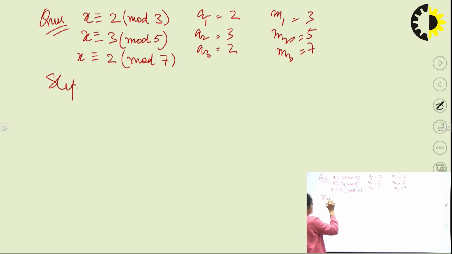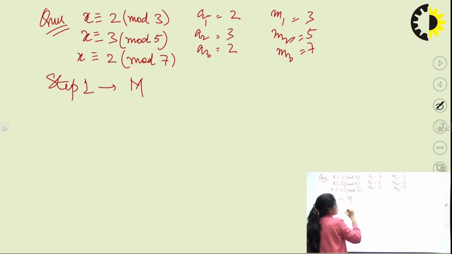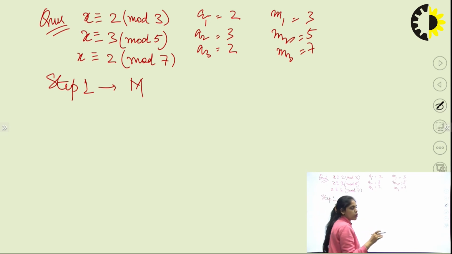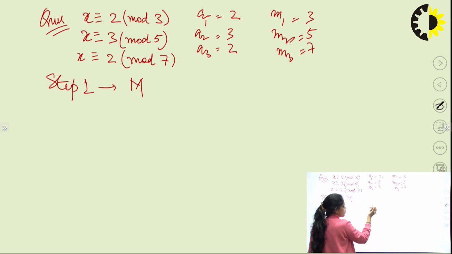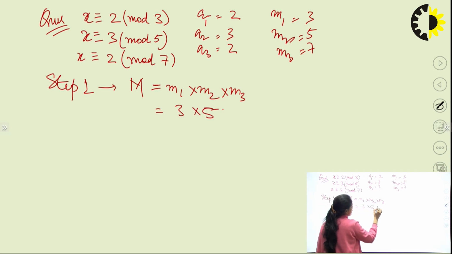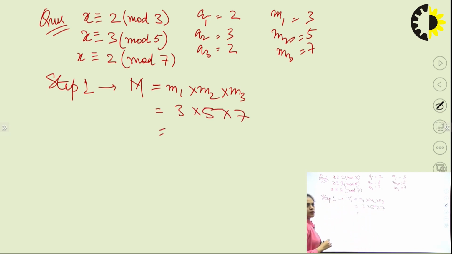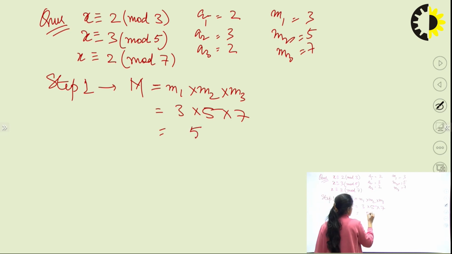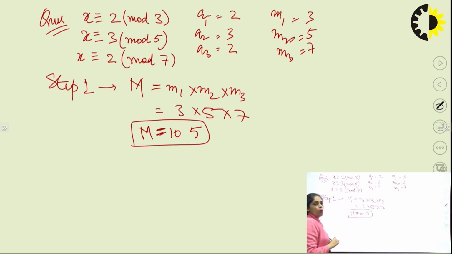Step 1. We will calculate the value of capital M by multiplying all the values of small m. Here we have three equations, so we have three values of small m: M1, M2 and M3. These will give you the values as 3 into 5 into 7. So the value of capital M will be 105. This is the value of capital M.